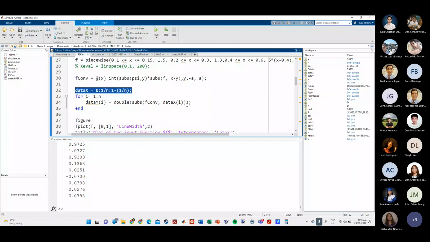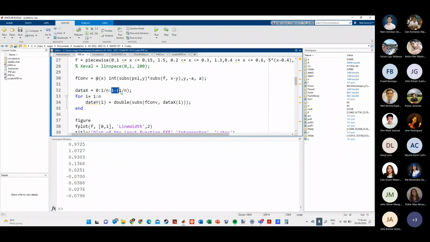But anyway, line 32, ito kinonstruct ko yung measure points from 0 to 1. So what this command does is, mula kay 0, mag-i-increment ako ng 1 over n hanggang makarating ako kay 1 minus 1 over n. Right? So basically, data x is a vector consisting of entries starting from 0 with increment 1 over 64 kasi nga si n declared to be 64 sa taas hanggang makarating siya kay 1 minus 1 over 64. So hanggang makarating siya kay 63 over 64.